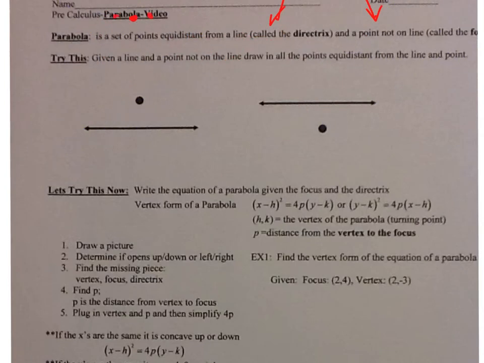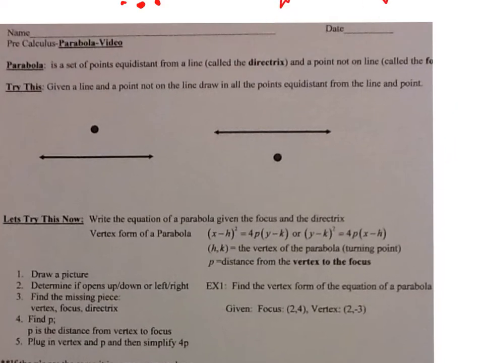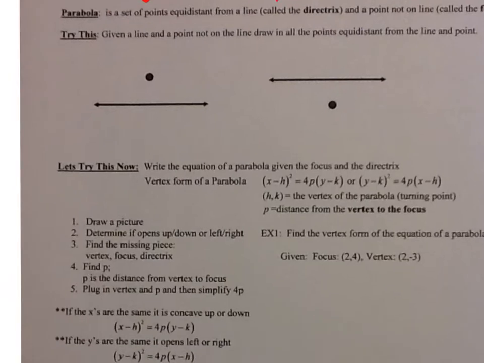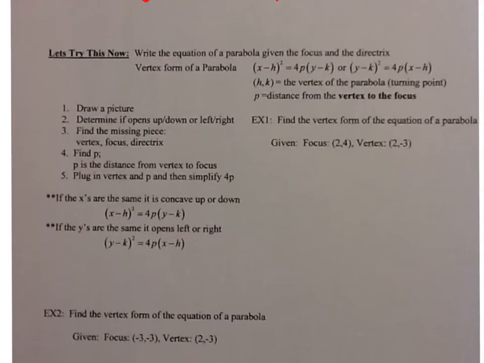Okay, so now let's talk about the equation for a parabola. So this would be vertex form. This is a different form than the beginning of the year. This is the form that you learned last year in Algebra 2. It says, write the equation of a parabola given the focus and the directrix. Or it could be focus and vertex.